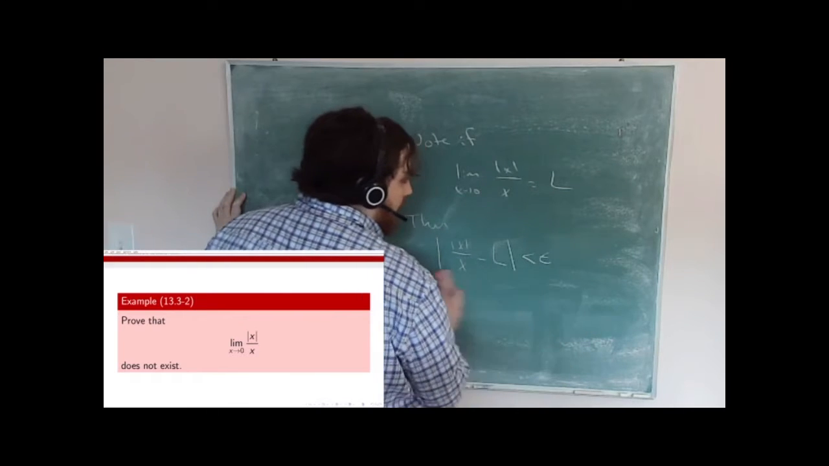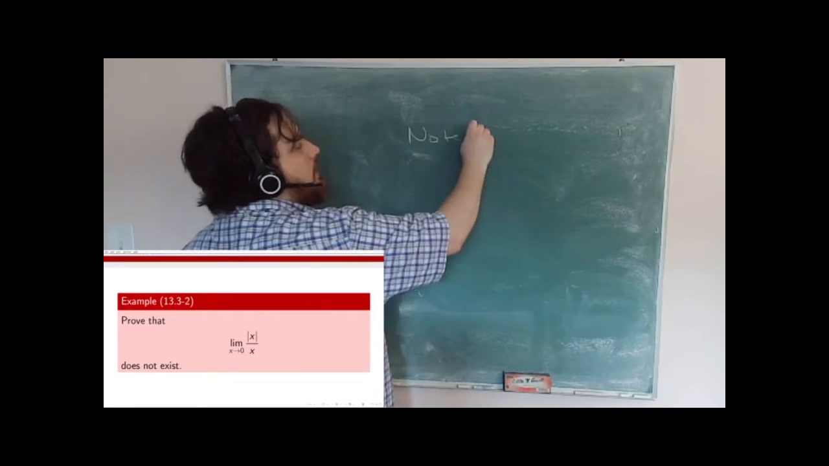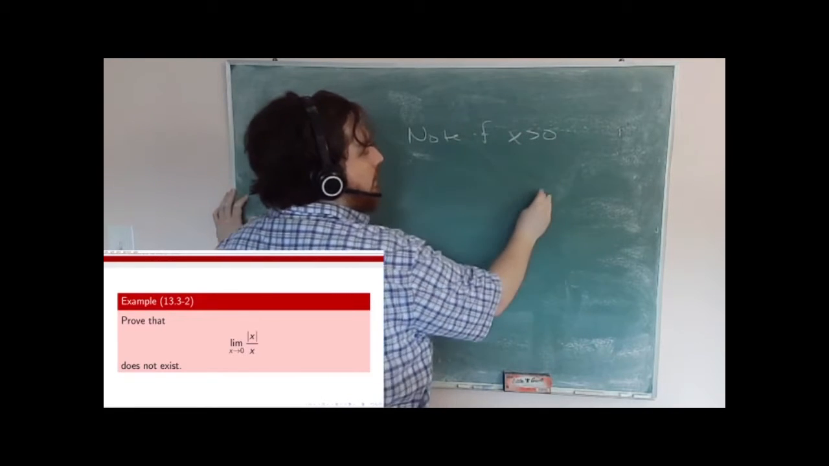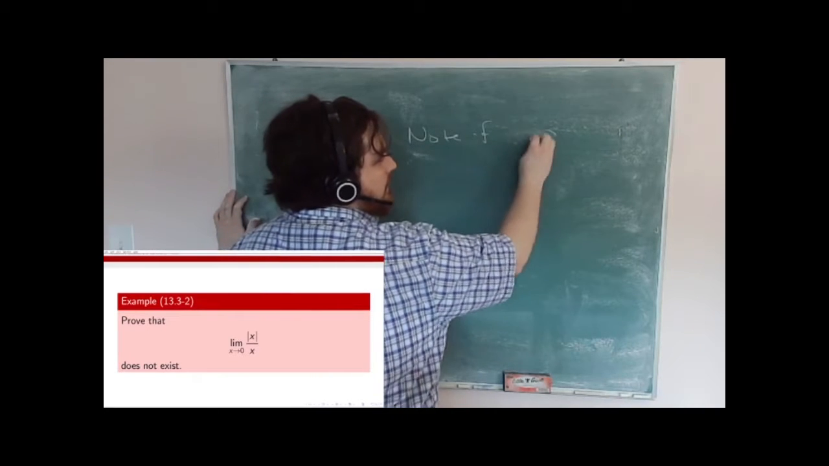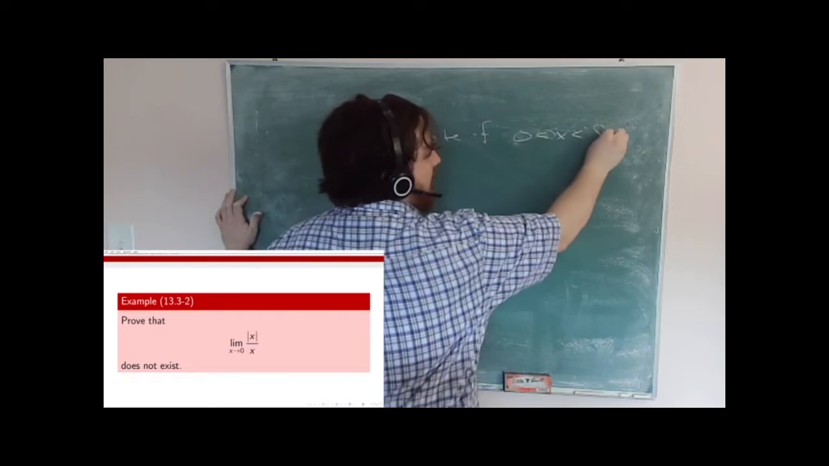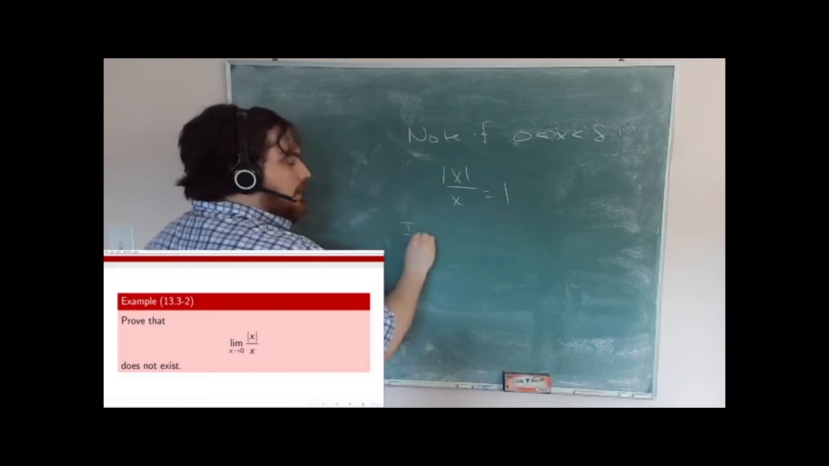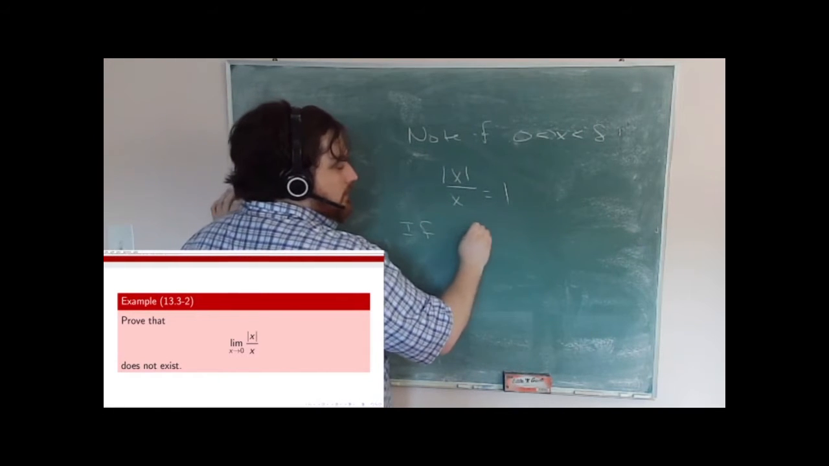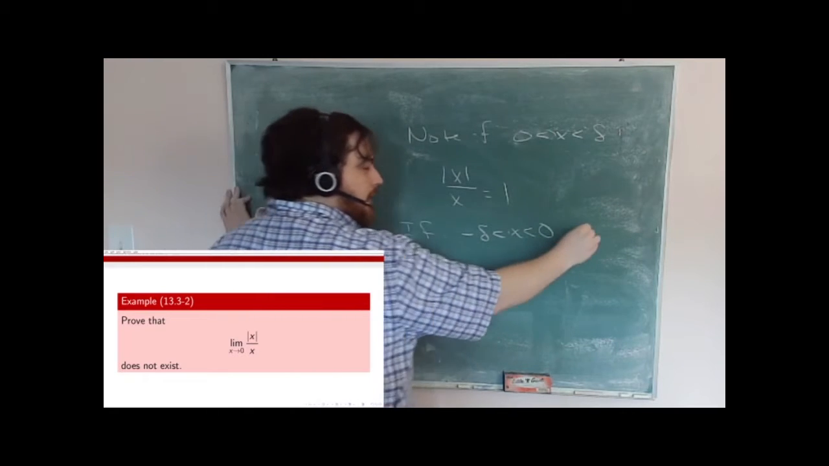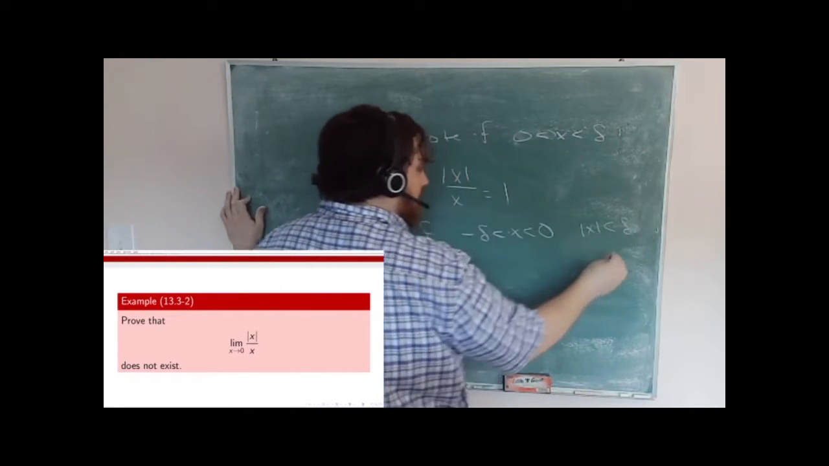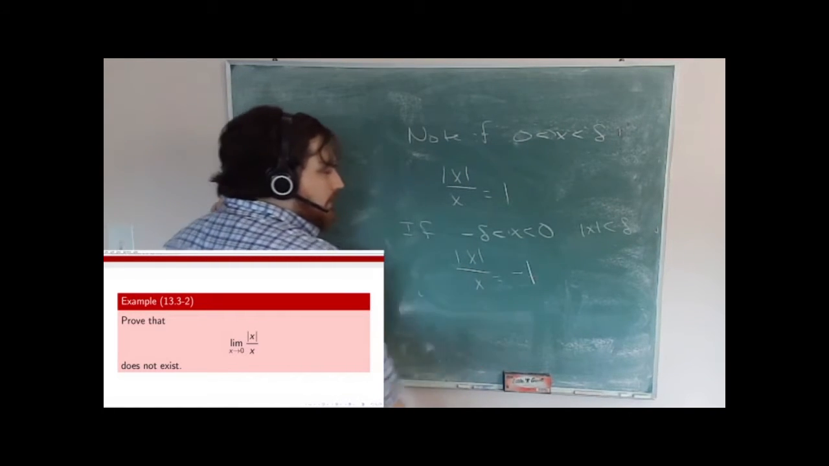Well, note if x is greater than 0, then even if x is less than delta, so if 0 < x < delta for any delta, then what I get is |x|/x is equal to 1. If -delta < x < 0, then we still have |x| < delta, and we have that |x|/x is equal to -1.